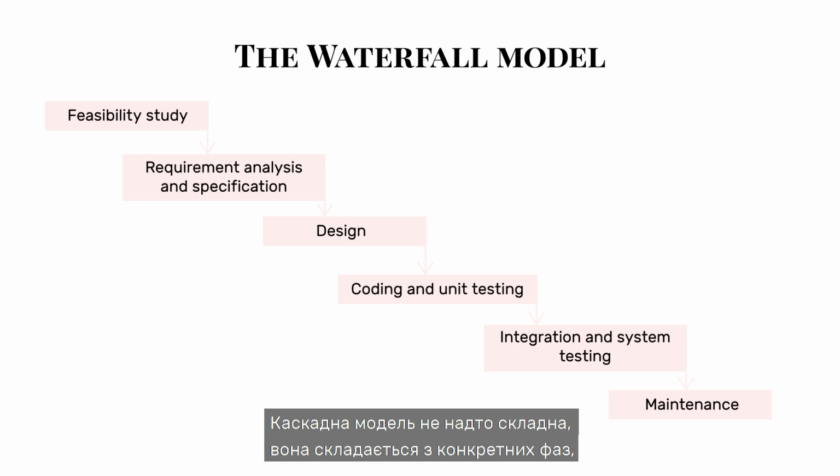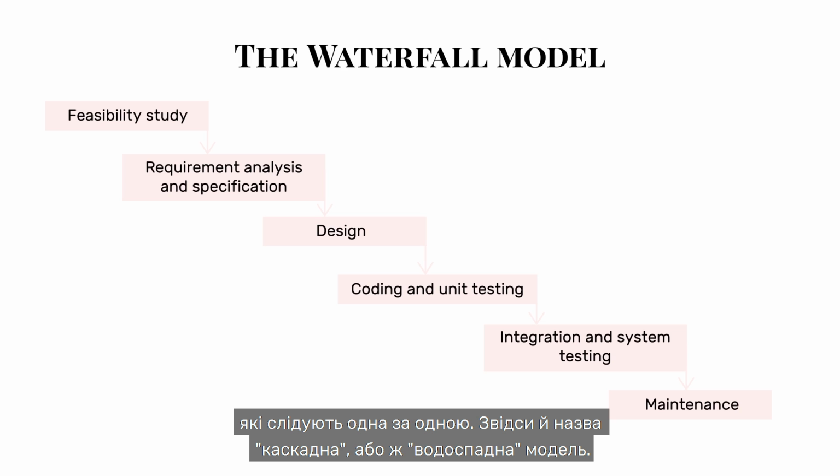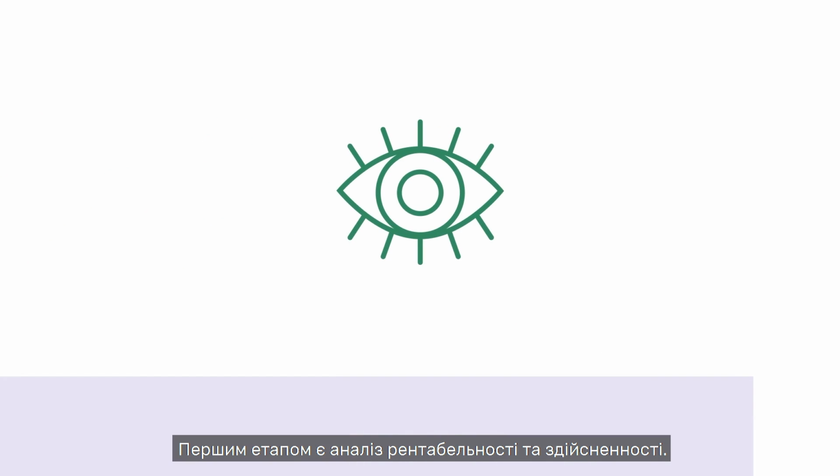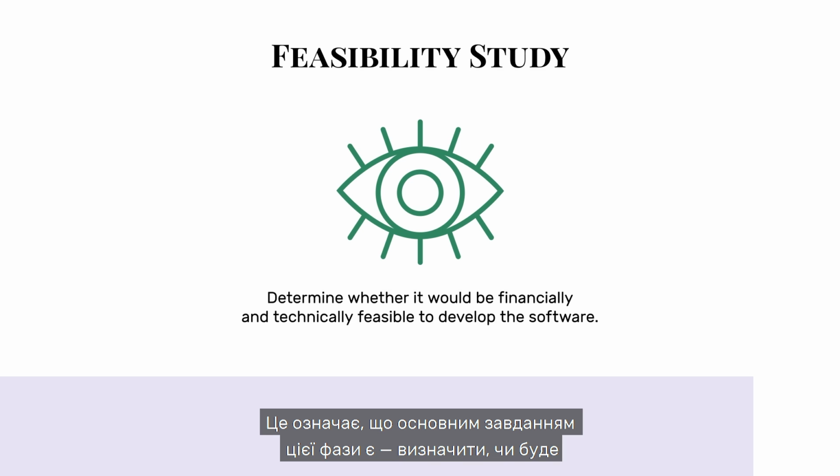So the waterfall model is not very complex. It actually consists of specific phases that one goes through, each after the other. That's why you have the waterfall name. So what is the first phase? The first phase is the feasibility study. The main goal of this phase is to determine whether it would be financially and technically feasible to develop the software.